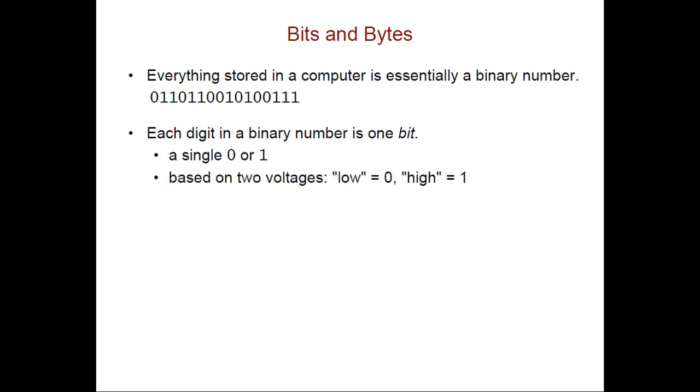And this goes back to how things are stored in the computer. They're stored using hardware that is able to have one of two possible voltages across it. The low voltage is a 0, the high voltage is a 1. And so that gives us our binary representation. 1 byte is a collection of 8 bits, and then you can have collections of bytes, kilobytes, megabytes, etc.